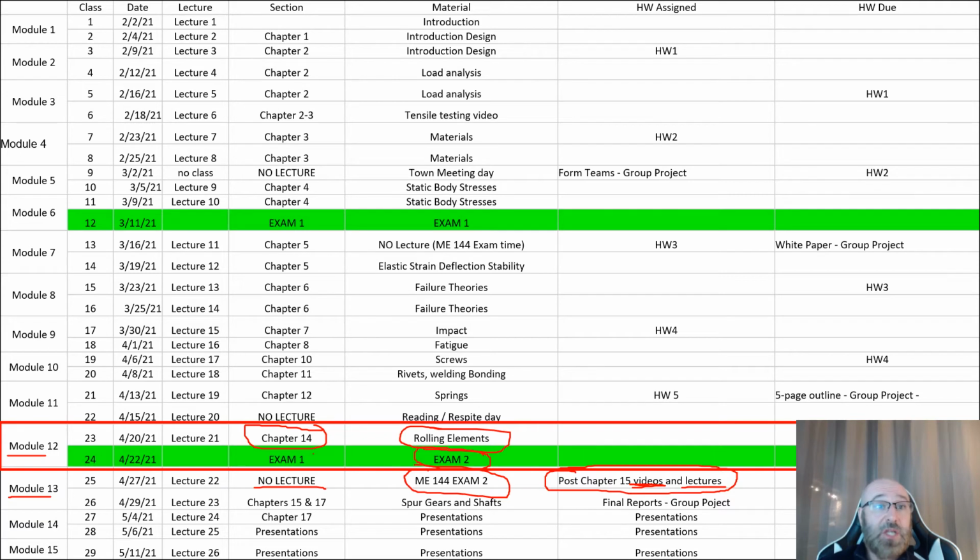Then on Thursday's class for Module 13, we're looking at chapters 15 and 17 in our textbook, looking at spur gears and shafts. Also, a reminder, this is when your final reports for your group project are due and will be turned in. And the last 3 lectures of the semester are going to be dedicated to you guys presenting your group projects to the class.